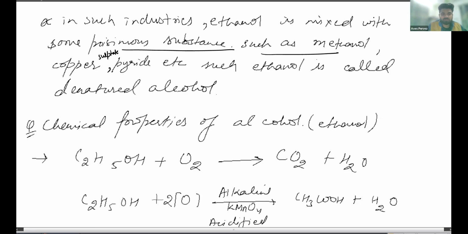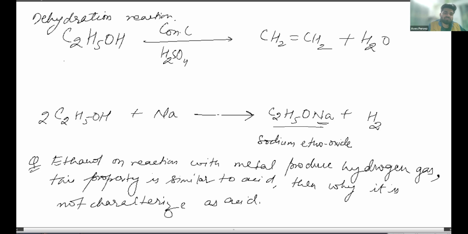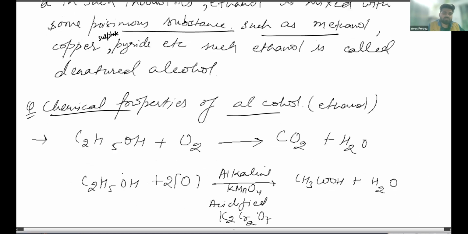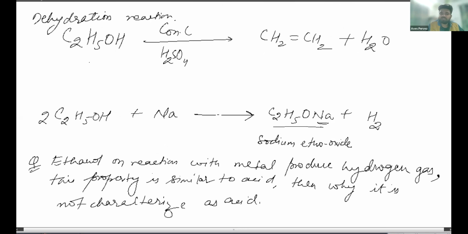Now, the chemical properties of alcohol. The first property that we have discussed is that alcohol, when burned in oxygen, gives you carbon dioxide and water. We have also discussed that alcohol with alkaline or acidified potassium dichromate gives a product. Now the next property is alcohol when added to concentrated H2SO4.